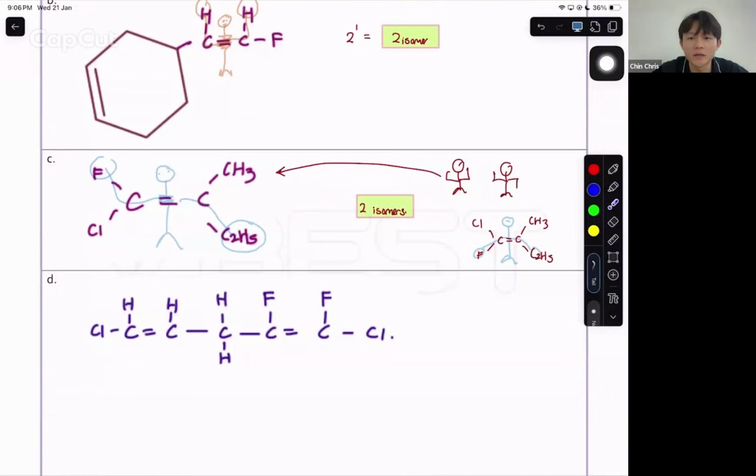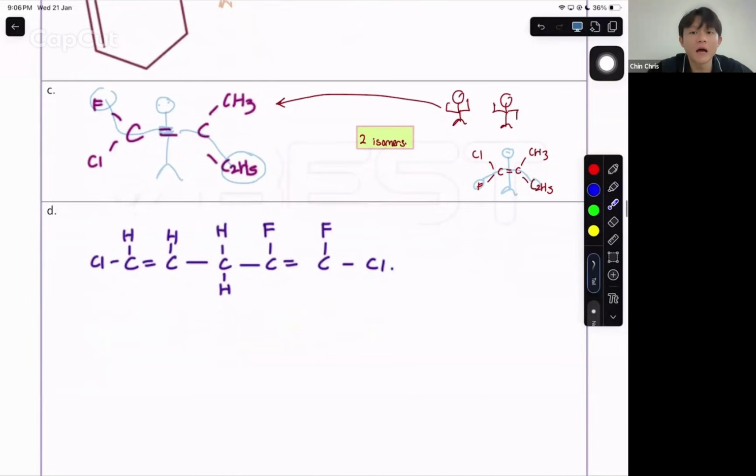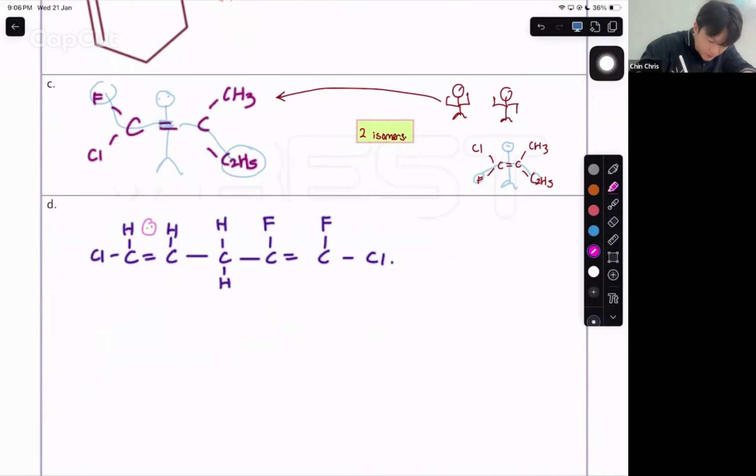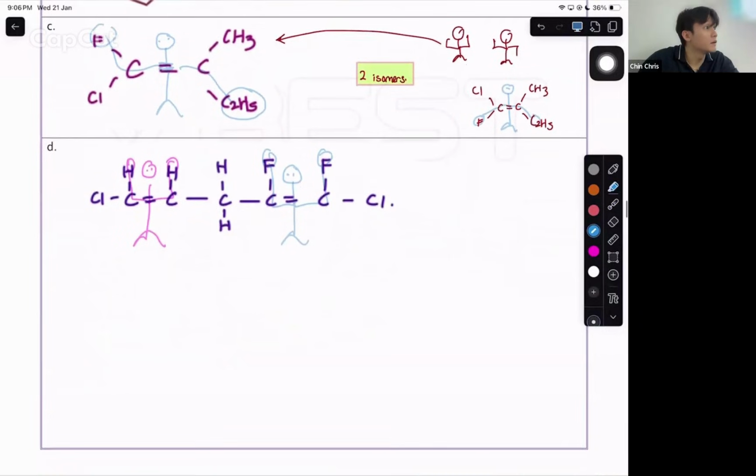All right, guys, the last one. How many isomers? How many cis-trans can you find? So, guys, do you see? I have 1 here, the first stickman. Where else? The second stickman is here. Correct or not? Get me? So the answer is 2 to the power of 2, 4 isomers. Clear?